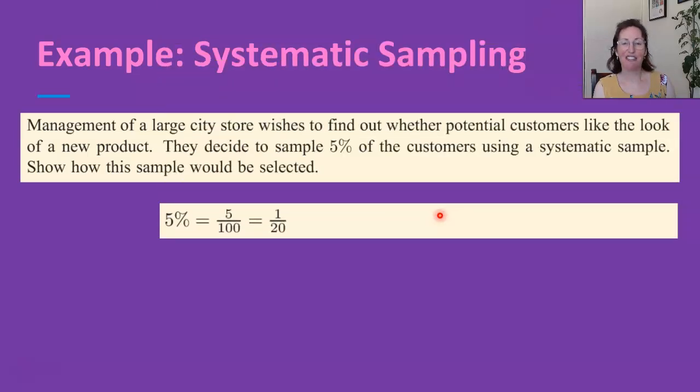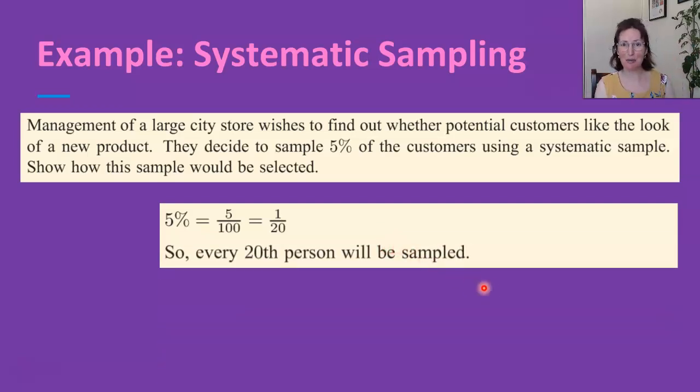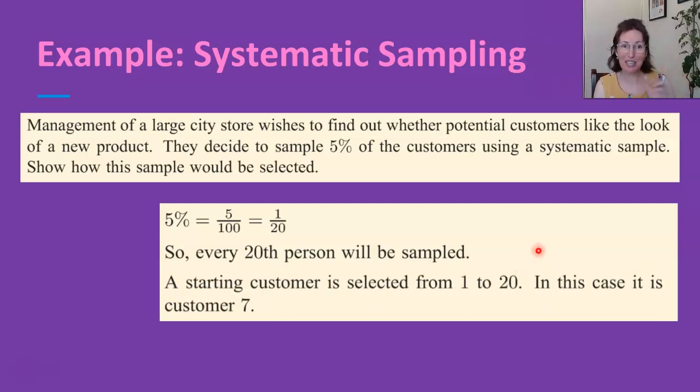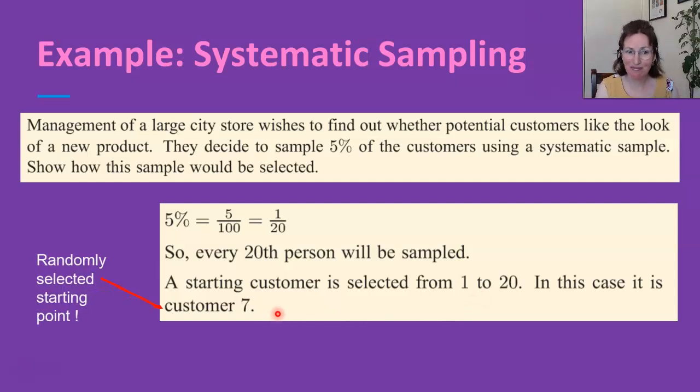So 5%, what's that as a percentage? Obviously 5, but what does that mean in terms of 100? It means every 20th person, so 1 out of 20. So that's the technique that you would do for whatever percentage is needed. Put it over 100, see if it simplifies down. And in this case, it's every 20th person that they need to sample. But how do they do that? Still randomly, but systematically. So the starting customer is selected from 1 to 20, and so a starting customer is what I mean, and they've randomly selected the number 7.